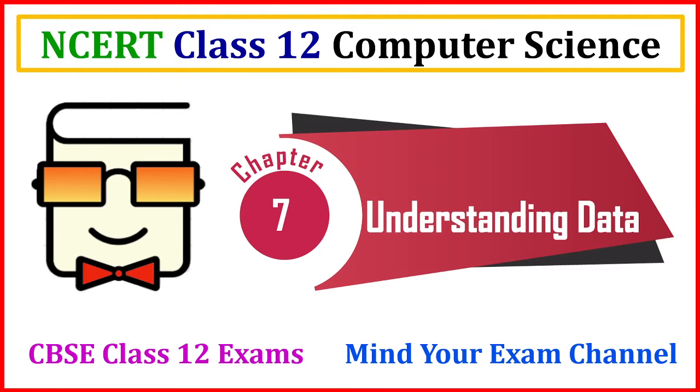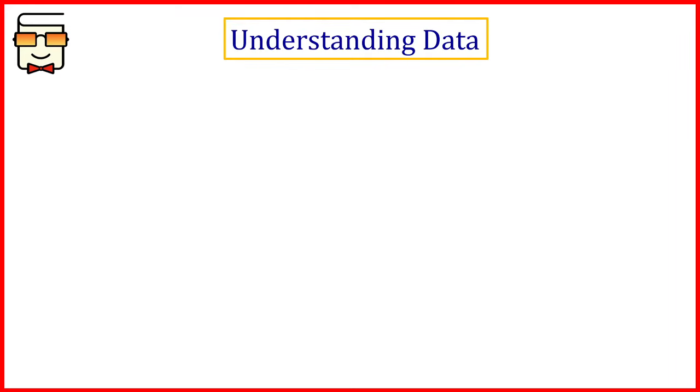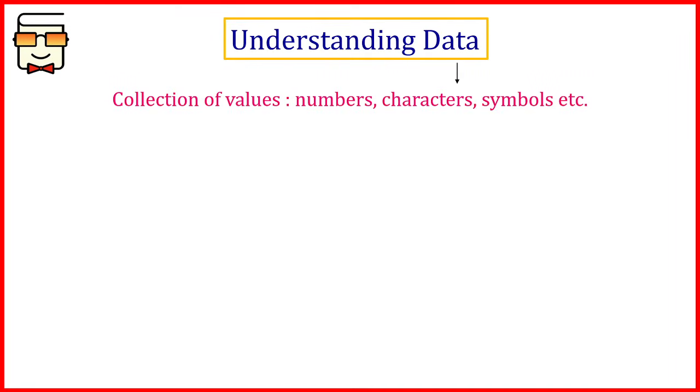In this video, we will be doing chapter 7 from your NCERT class 12th computer science book, and the name of the chapter is Understanding Data. So let's first understand what we mean by data. One thing should be very clear in your mind, that data is not equal to information. Okay, so data and information are not the same.